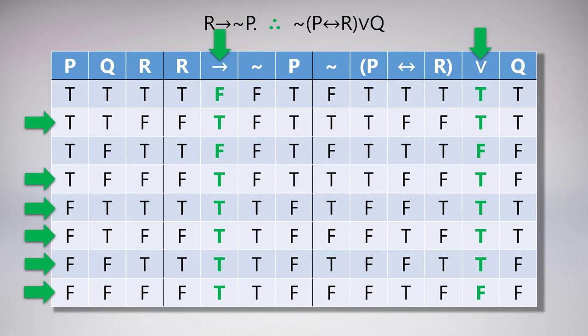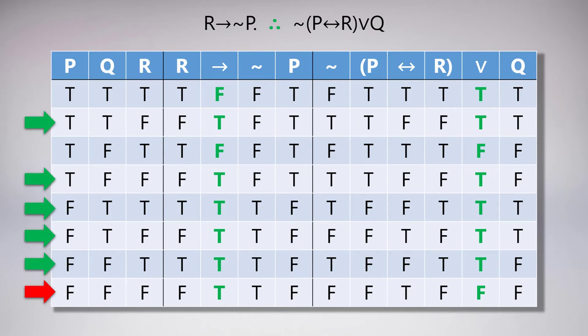Now what I do next is I look across to my conclusion column, and I just want to say, okay, I'm not looking at the first row or the third row, but in every other row, what is the truth value of the conclusion? And what I realize is that there is one row where the premise is true, but the conclusion is false, and that's the last TVA, TVA 8.